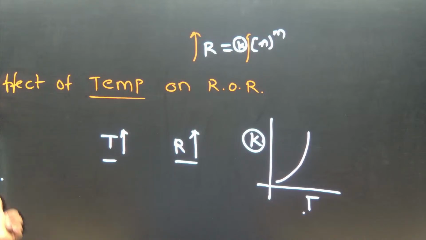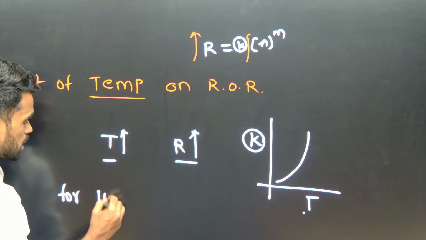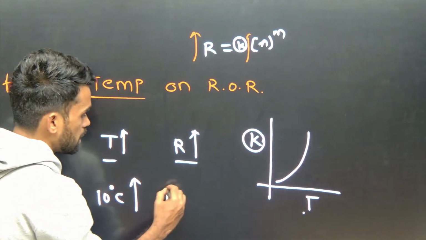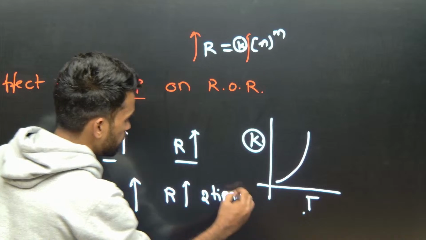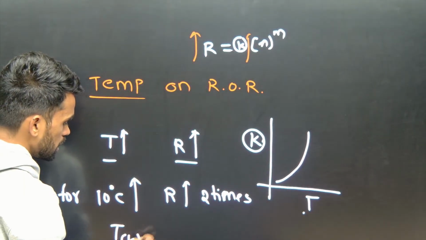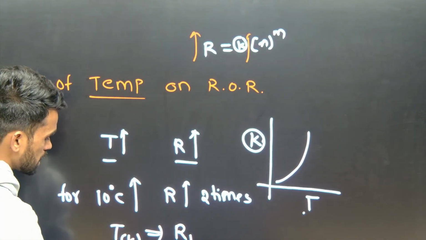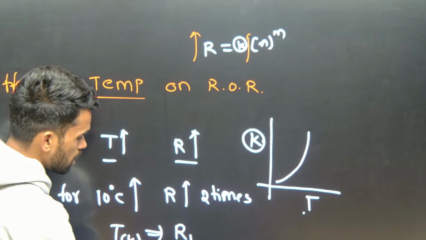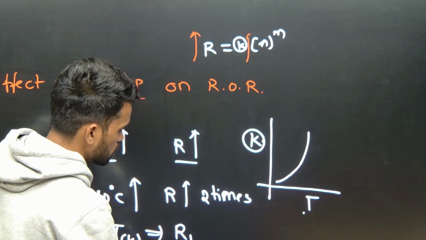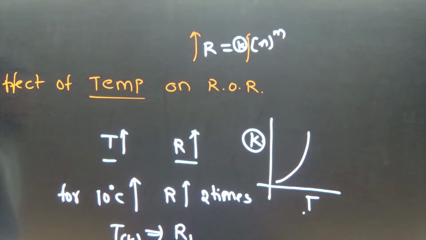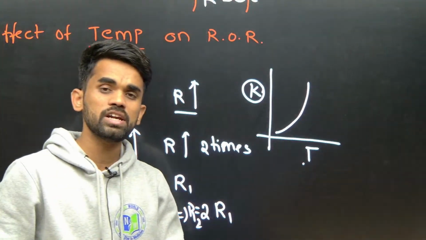Now it is observed experimentally that for every 10 degrees rise in temperature, the rate of reaction increases 2 times. It means if at a temperature T Kelvin the rate of a reaction is R1, then at T plus 10 degrees Celsius it becomes 2 R1. The rate R2 becomes 2 R1. This is what you can remember. For every 10 degrees rise in temperature, the rate of a reaction doubles.